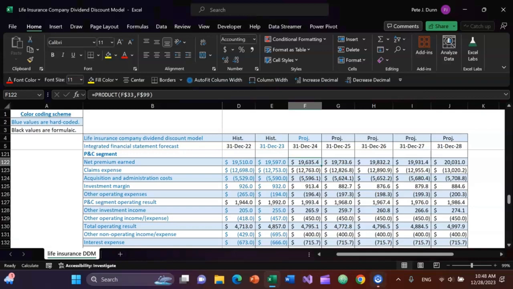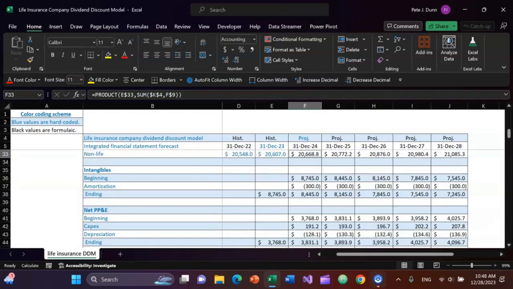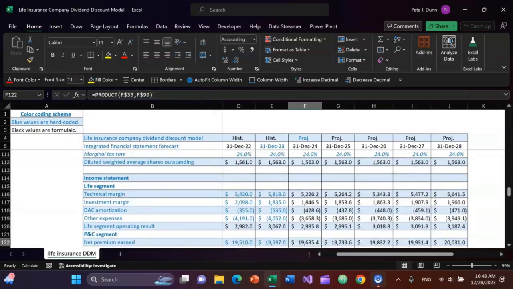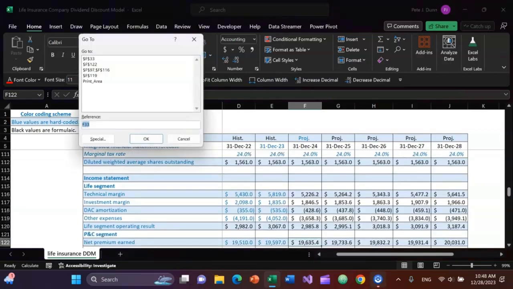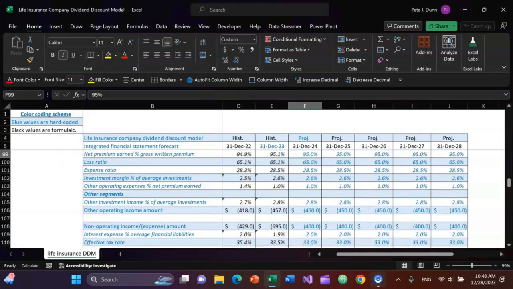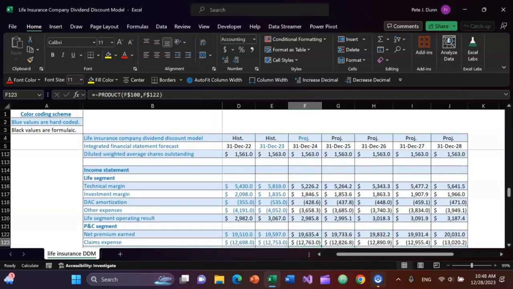For the property and casualty net premiums earned, that's just a product of rows 33 and 99. Control left bracket, and that is the non-life gross written premiums times the assumption in row 99. So I'll do F5, F as in Foxtrot, 99. You can see we have the net earned premium assumption as a percentage of gross written premiums for property and casualty. F5 enter to get back.